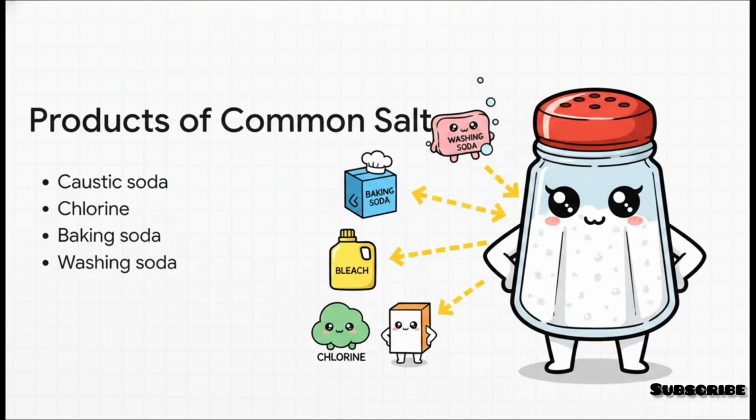But here's the crazy part. Common salt does way more than just flavor our meals. Your ordinary, everyday table salt is actually the fundamental raw material that kicks off the manufacturing of a whole host of major industrial chemicals. We're talking caustic soda, hydrogen gas, chlorine gas, baking soda, washing soda, and even bleaching powder. They literally all begin their life as simple NaCl.